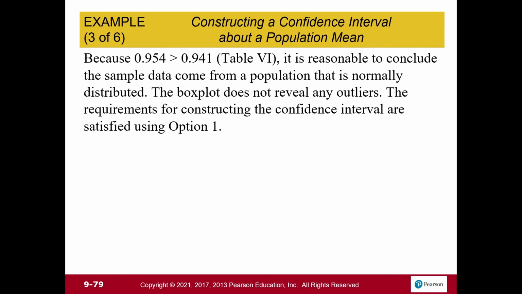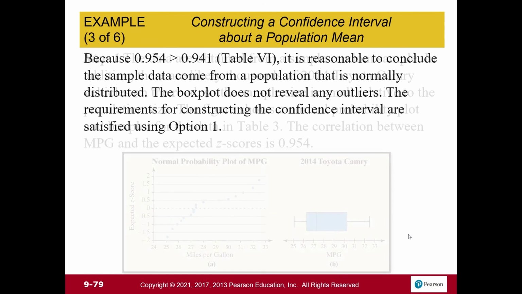But because 0.95 is greater than 0.94, it is reasonable to conclude that the sample data come from a population that is normally distributed. Keep in mind, we pulled a sample. Our sample is random. It's not always going to match perfectly. The box plot does not reveal any outliers. The requirements for constructing the confidence interval are satisfied using option 1.